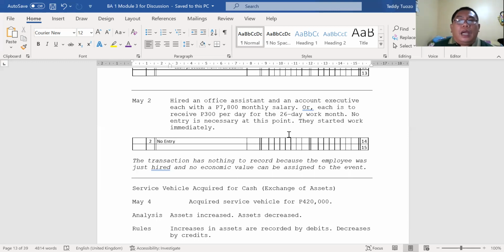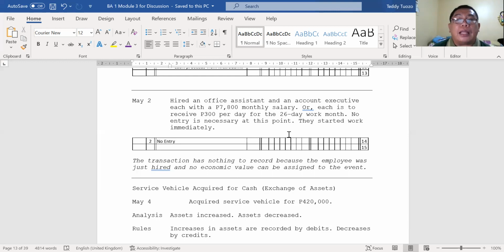Okay. If you hire a person, even upon signing of the contract, is there an entry to be recorded? Well, no, because there's no source document that you can support. Ay, the contract is a contract, already a source document. It may be, no? But then since there is no performance of work yet made by those hired, the assistant and account executive, there's nothing to record, no? So when you hire people, there's no entry to be recorded.